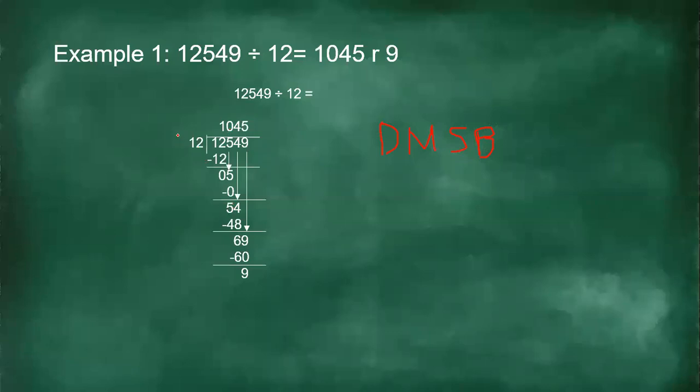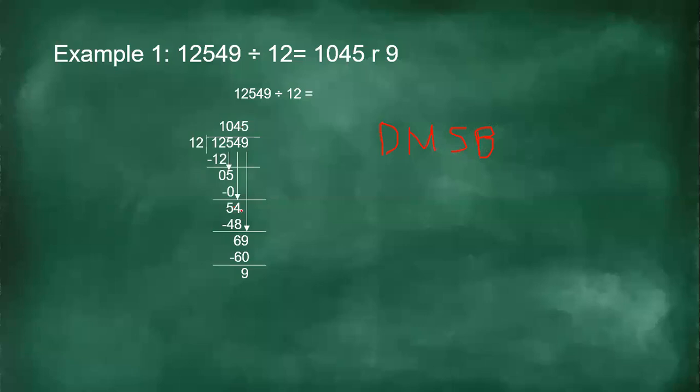So I say 54 divided by 12, or 12 into 54, for how many times? 4 times. Why do we say 4 times? 54 is not a multiple of 12. So I need to count in 12s to see what number I get before 54, which is 48. And how do you get 48? It's 12 times 4.